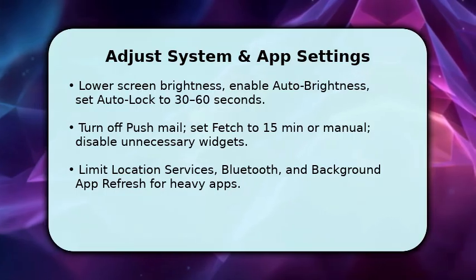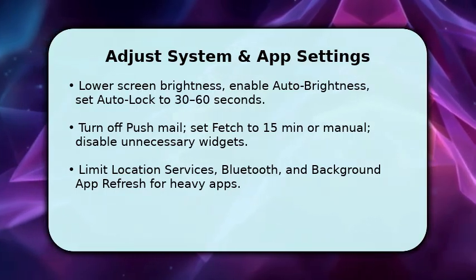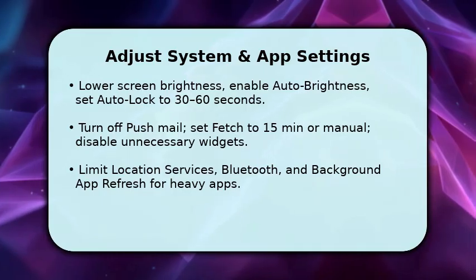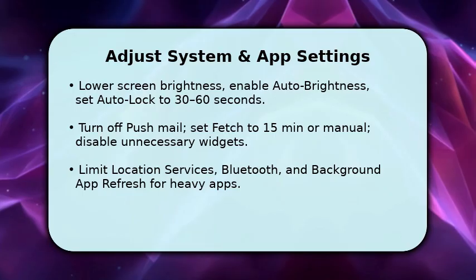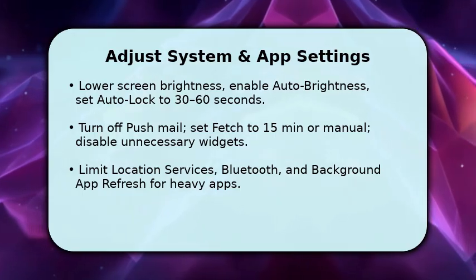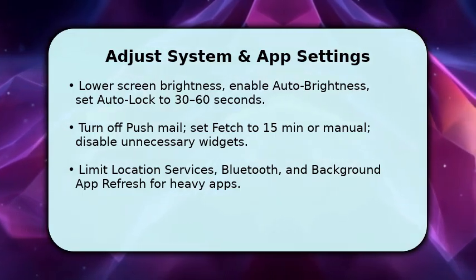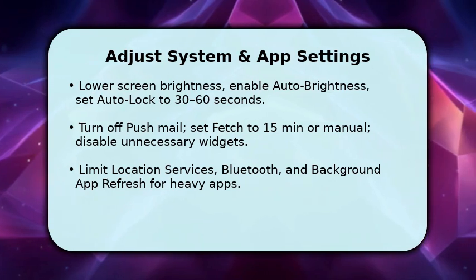Remove or limit widgets and background tasks. These run constantly. Also restrict location services and Bluetooth for apps that don't need them. Once these are tightened, monitor battery usage for 24 hours to see which changes produce the biggest gains.